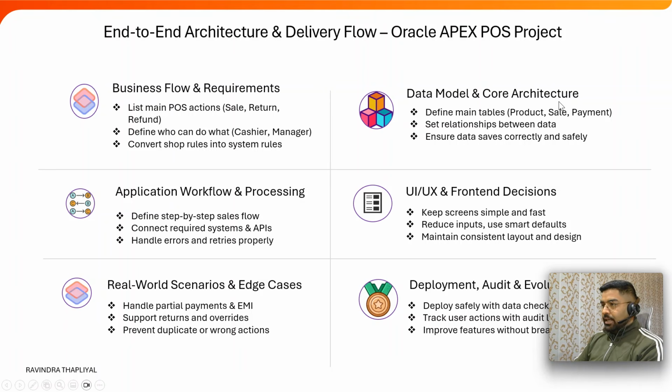Then data model and core architecture: define main tables. When we start creating this project, we don't create tables at runtime. We will create the entire data structure at the start. In some cases here and there we might create some tables later, but we will create 80% or 90% of the tables earlier, because that comes under data structure. The data structure needs to be created before development, basically before the application is created. So that's the way we will do it. Then set relationships between the data. We will use foreign keys and primary keys so that our tables don't break in any case.